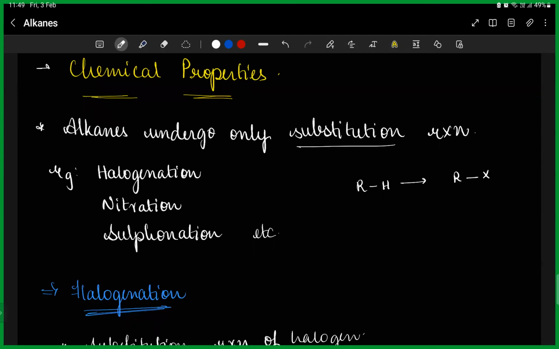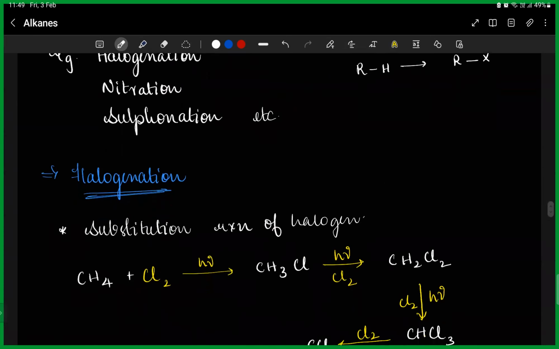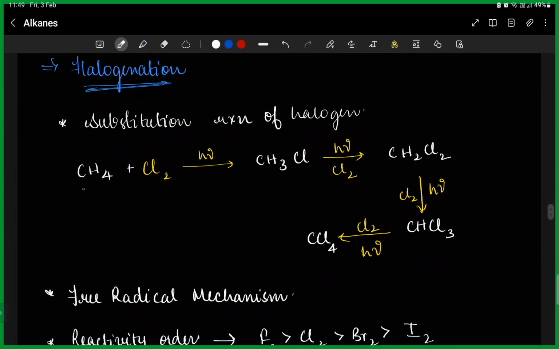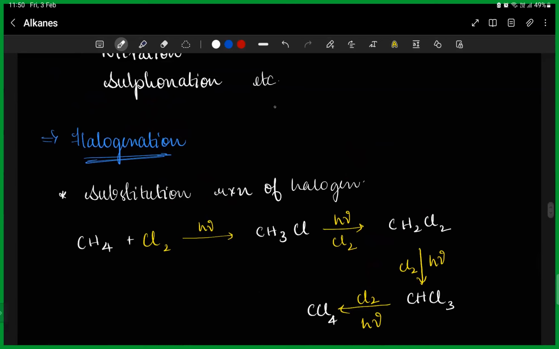So let us start discussing each. The first one we have today is halogenation, which is a very important topic in the whole of alkanes. Halogenation is a substitution reaction of halogen. Now I take an alkane and add Cl2 in the presence of sunlight. Substitution reactions involving a free radical mechanism generally take place under sunlight because this helps in the formation of radicals.